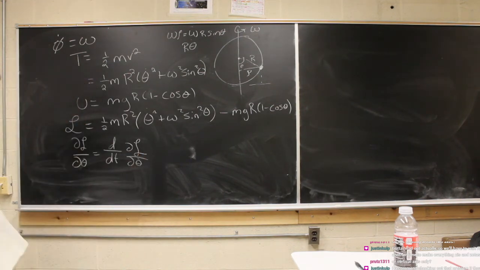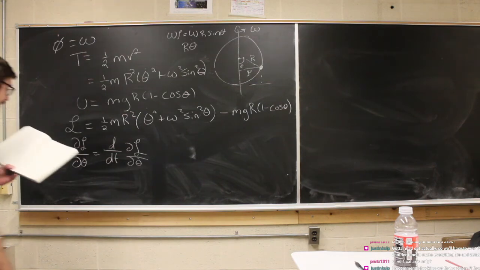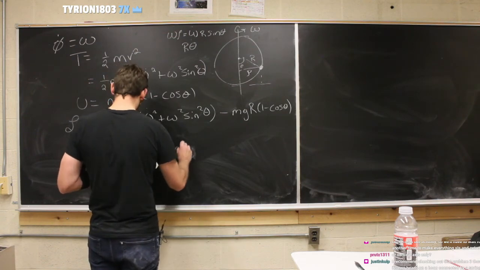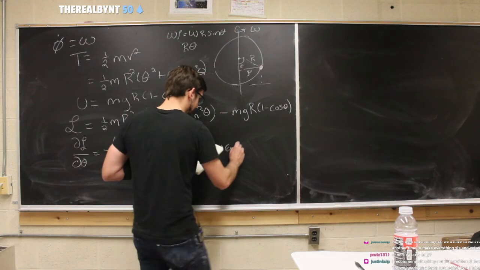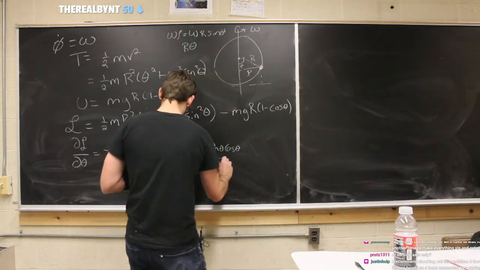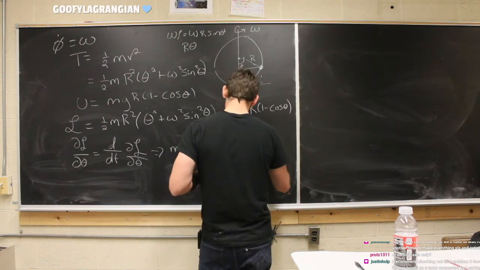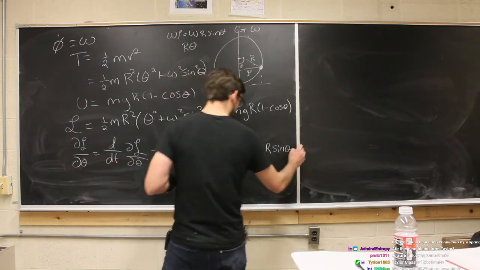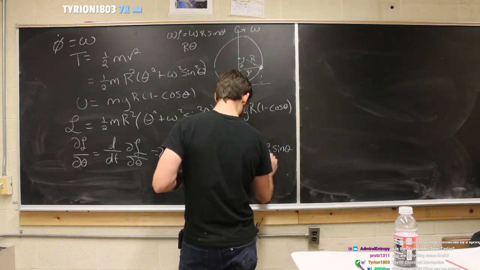Okay, so we have the derivative of the Lagrangian with respect to theta, and then also the derivative of the Lagrangian with respect to theta dot. So that's a little sloppy. And we can write what that is: the left-hand side is m big R squared omega squared sine theta cosine theta, minus mg r sine theta. And then there's the other side of the equation, which is just m r theta double dot.